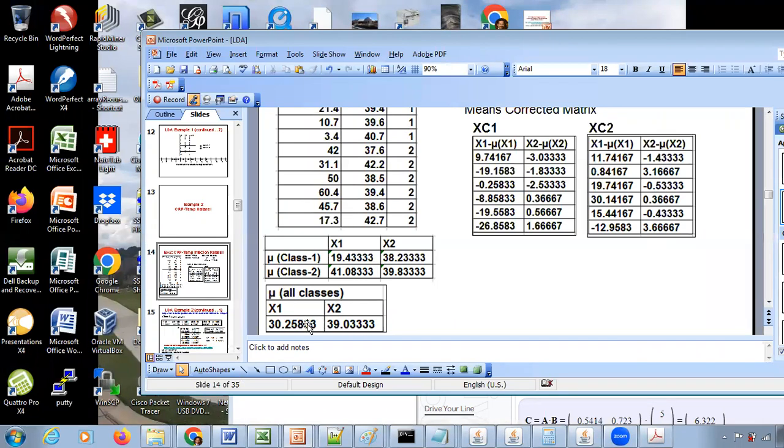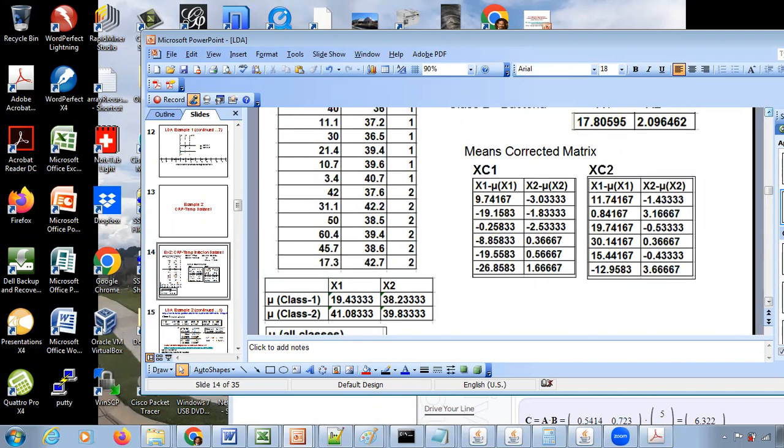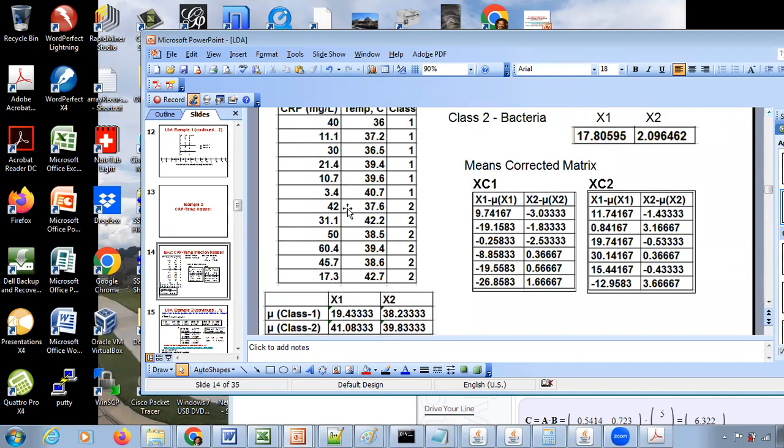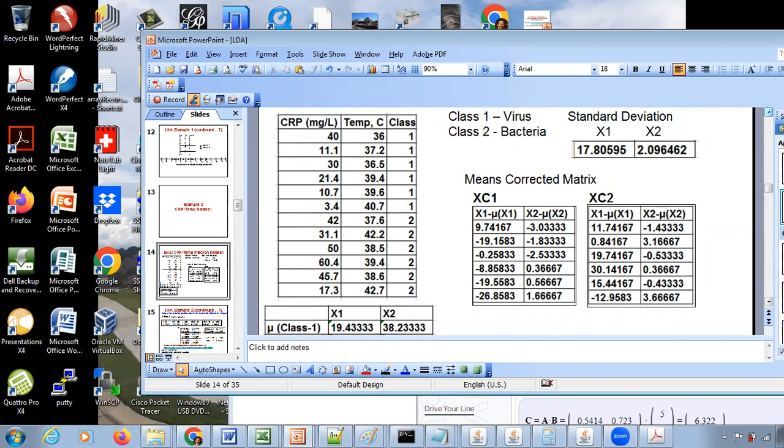So this 13.25833 is the mean for all these 12 records here, 6 for class 1 and 6 for class 2. Again, we don't need to follow any convention. These class numbers, as you can see by now, are just for our reference. So you can even say class virus, class bacteria, and just go through the math.